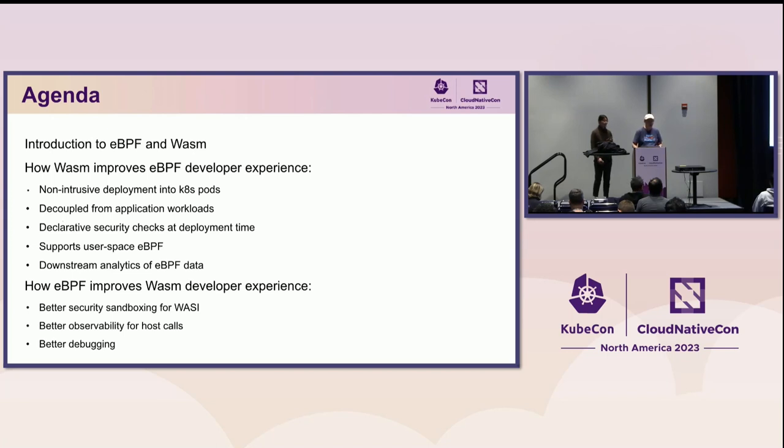It's all about developer experience. We're going to go through topics such as non-intrusive deployment into Kubernetes pods, using Wasm to deploy eBPF agents decoupled from application workloads. Declarative security checks at deployment time, using a Wasm application to check the security of the eBPF application. And then, more interesting, support for user space eBPF, meaning eBPF-like applications that do not need access to the kernel, hence do not need a privileged user. You can use it in user space to monitor things like network traffic.